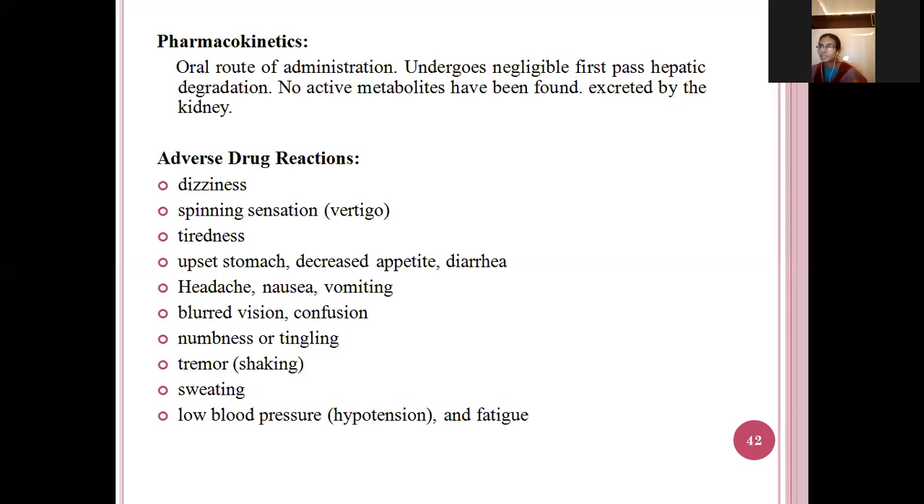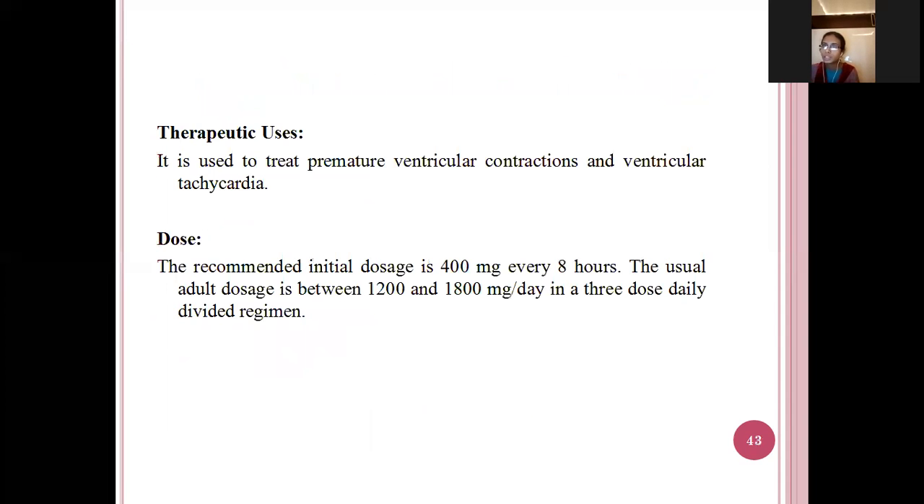Adverse drug reactions are dizziness, spinning sensation, tiredness, stomach upset, decreased appetite, meaning decreased hunger, diarrhea, headache, nausea, vomiting, blurred vision, confusion, numbness, tremors, sweating, low blood pressure, and fatigue. It is used to treat premature ventricular contractions and ventricular tachycardia.